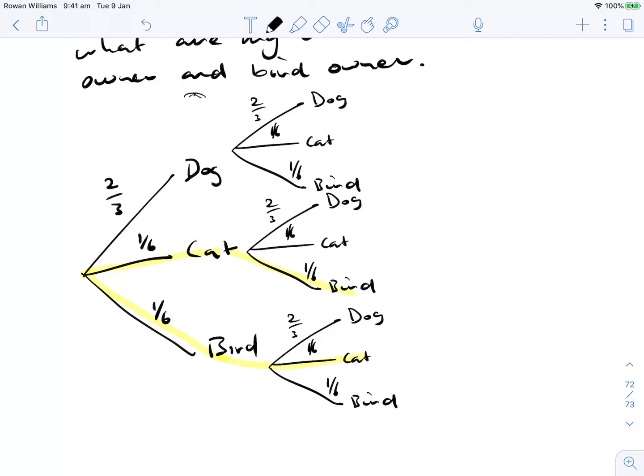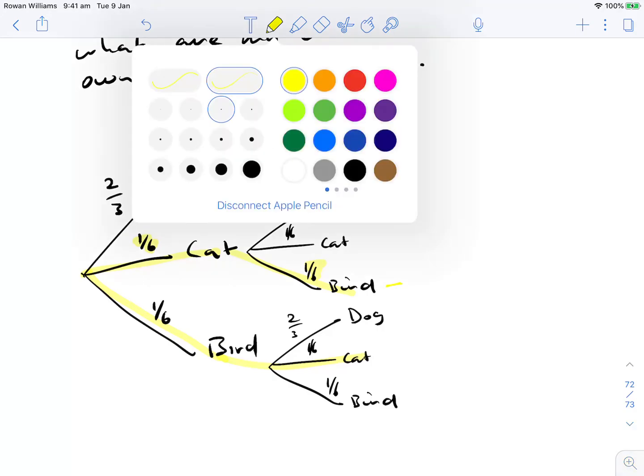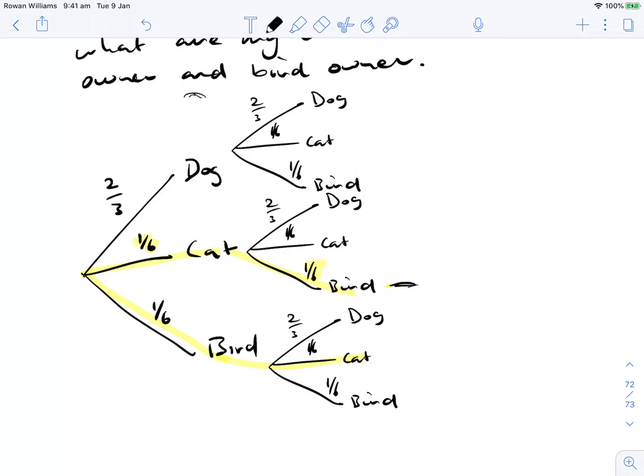And to work that out, if I've gone down a certain branch, then I look at the probabilities that I've gone past on my way to the end here. So I've had a 1/6 chance of getting a cat and then a 1/6 chance of getting a bird. That means for this little branch here, my probability of that happening, we just times our fractions together. 1/6 times 1/6, the top and the bottom, which gets me to 1/36. So I've got a 1 in 36 chance of this happening, of getting a cat owner and then picking a bird owner.